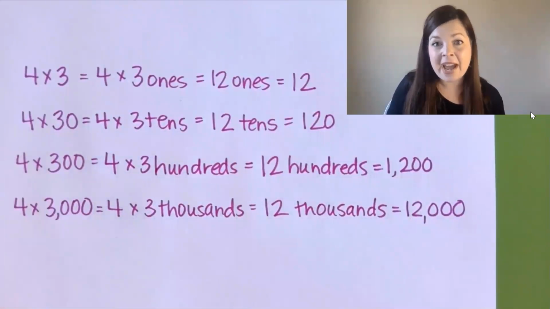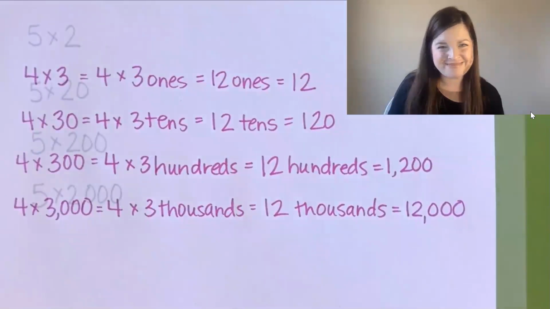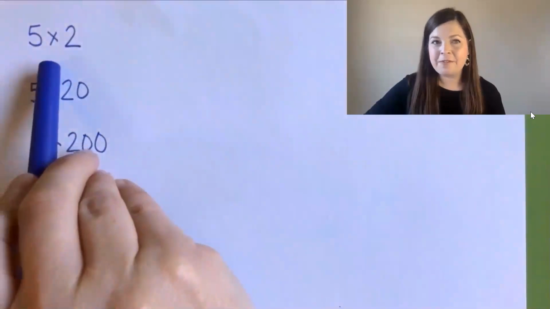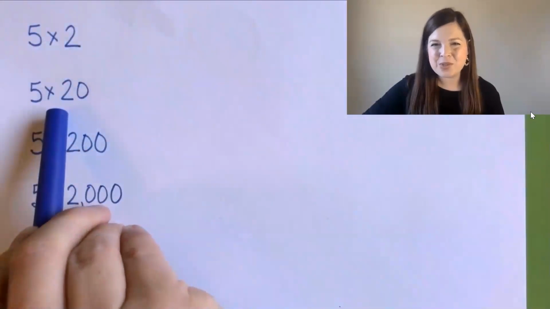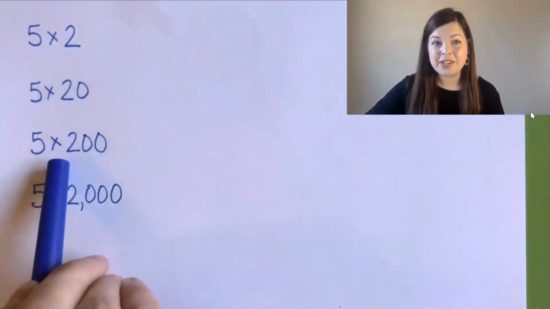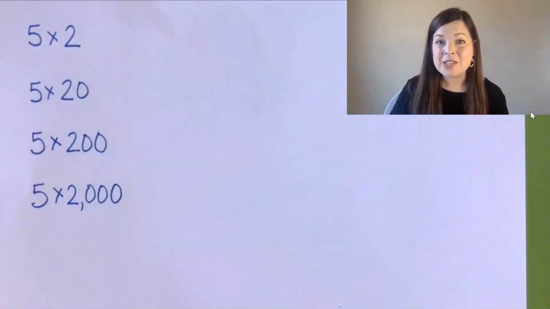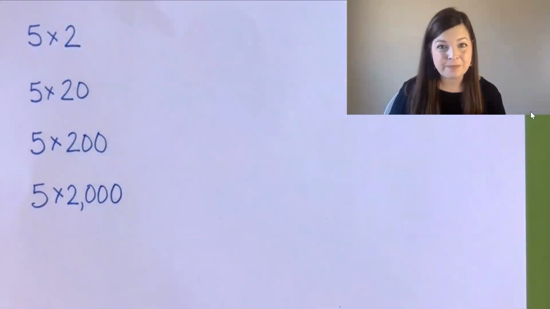I wonder if that pattern always works. Let's try some more problems. Read these expressions with me. 5 times 2, 5 times 20, 5 times 200, 5 times 2,000. Now pause the video and solve these expressions in unit form and write the products in standard form. If it's helpful, you can draw the place value discs on a place value chart. Then come back and we'll compare.